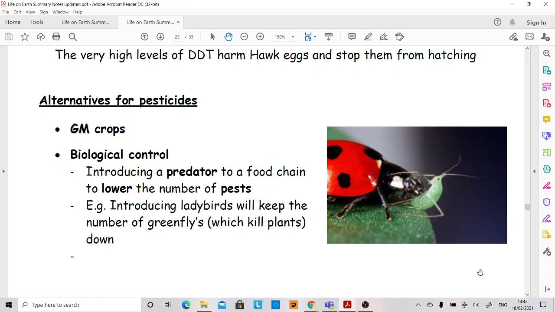to pesticides. My favourite use of an alternative to pesticides is biological control. Here you take a natural predator, and the usual example, we can see a picture of it over here. Aphids or green fly damage plants. What you can do is bring in their natural predators, ladybirds, and the ladybirds will eat the green fly and therefore keep your crop from getting damaged.